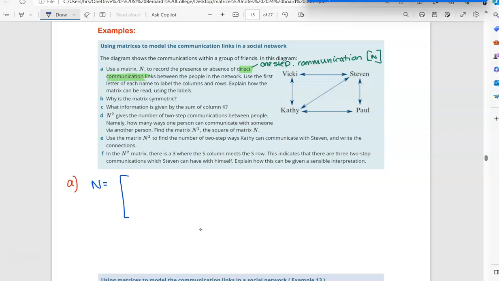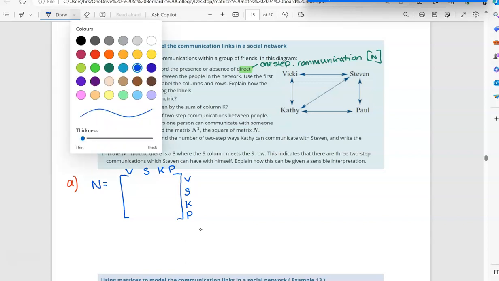I'll do that. I'm going to create a 4x4 because I'm going to have Vicky, Stephen, Kathy, and Paul. Because I've done Vicky first, I've got to do it that way. Say, for example, you did a different order. That's okay, as long as you can see that your order is the same across and down. Use the first letter of each name, record it in, and explain how the matrix can be read using labels. Let's just write up the matrix.